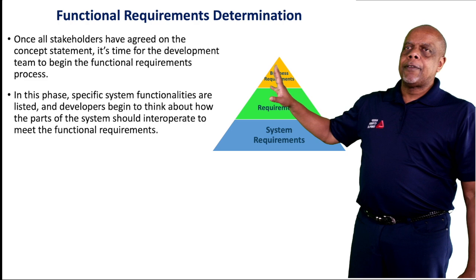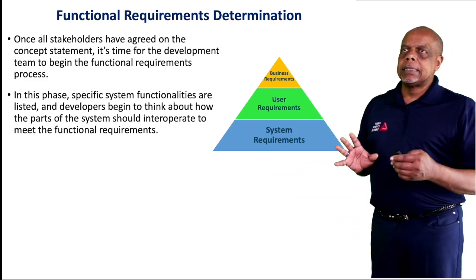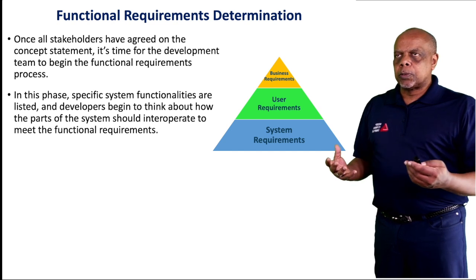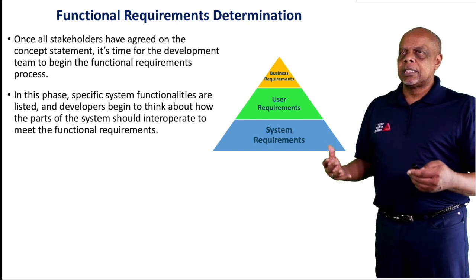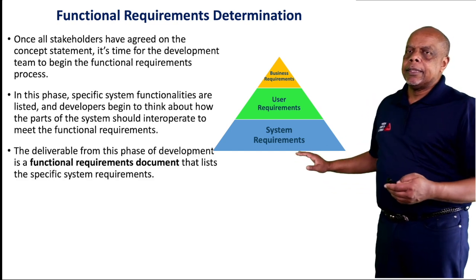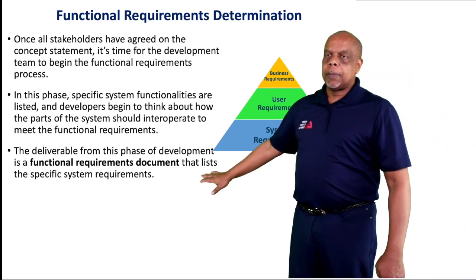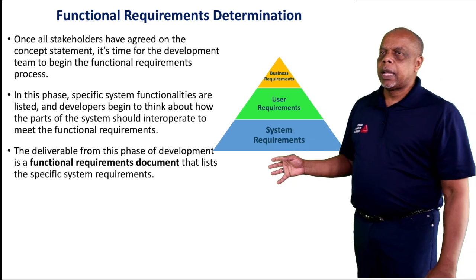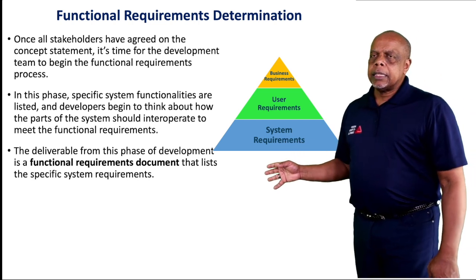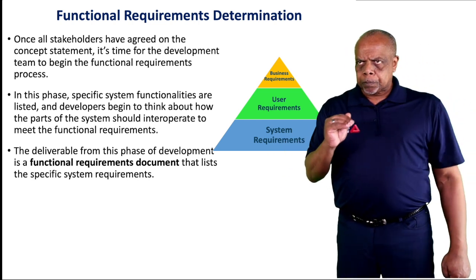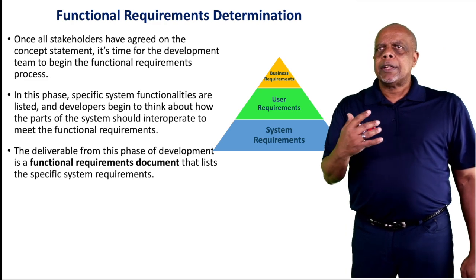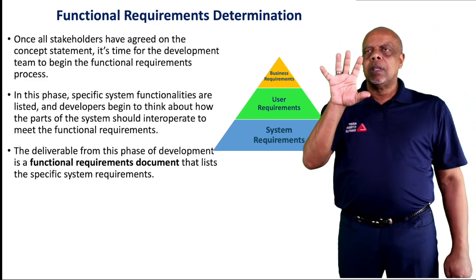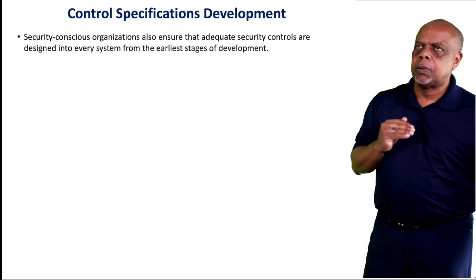After everybody has agreed on the concept, we can start looking at how we develop this from a functional perspective as well as from a system perspective, and what type of requirements. From there, we should generate some type of functional requirements document. This document is going to have some of the specifics, but not all the nuts and bolts, really at a higher level, telling you functionally how this thing is supposed to operate.